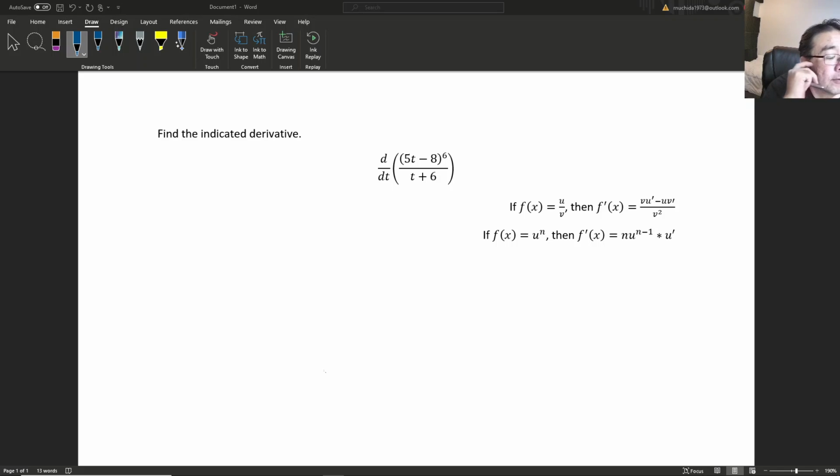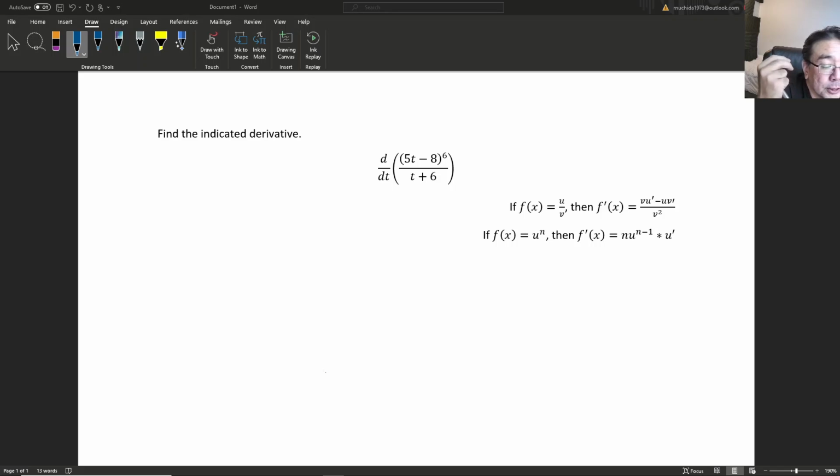Hi all. I was asked to do this problem where you find the indicated derivative, where we're finding the derivative with respect to t of the quantity 5t minus 8 raised to the 6, all of that divided by t plus 6. So now to find the derivative of this function, we're going to have to use two of our rules, because first we see we have a fraction for the function.